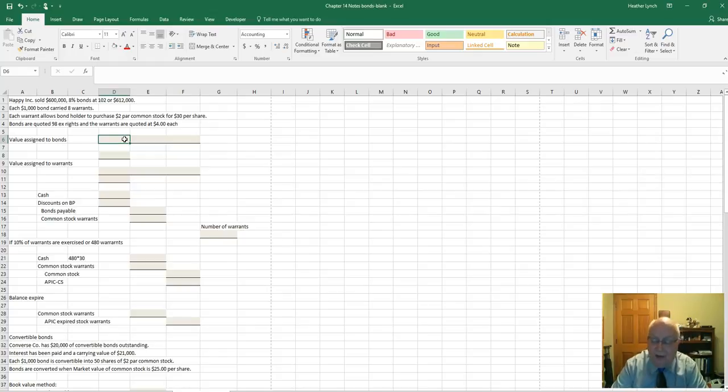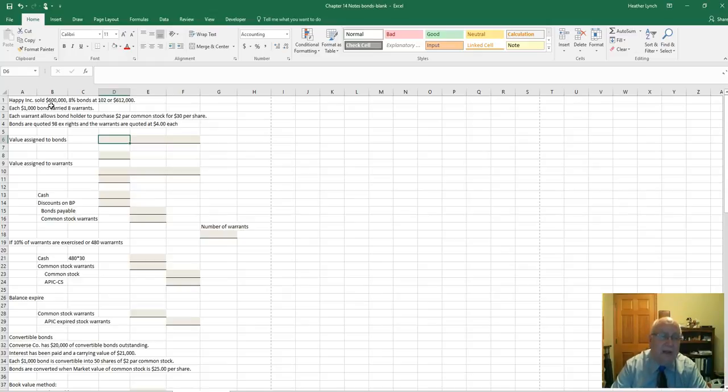So what we have to do is come up with the value of the warrants and of the bond. Now what we're talking about here is detachable warrants, which means the warrants can be sold separate of the bond. So after you receive the bond, you can sell the warrants to somebody else if you don't want the stock. So we have here, the company sold $600,000 worth of 8% bonds at 102 for $612,000, because you take 600 times 1.02, that gives you the 612.